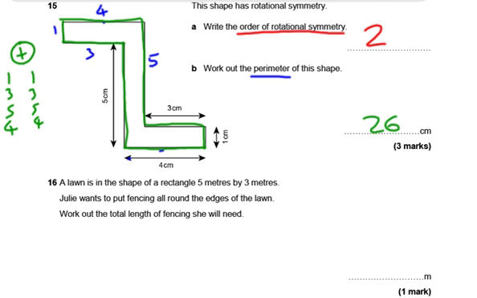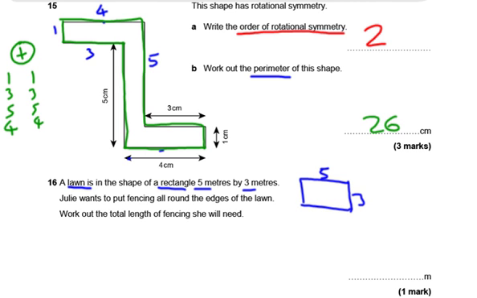Okay, question 16. A lawn is in the shape of a rectangle, 5 meters by 3 meters. Now notice on question 16 there's no diagram, but you can make your own if it helps you visualize what's going on. So we have a lawn in the shape of a rectangle, 5 by 3. So it's going to look something like that.